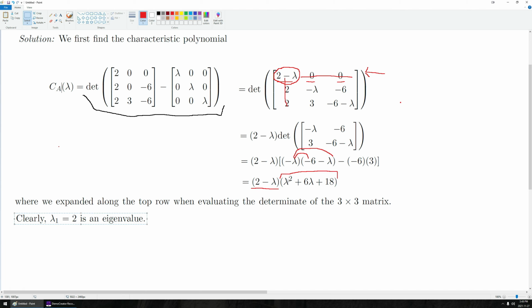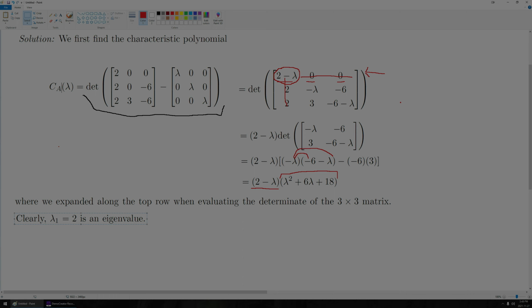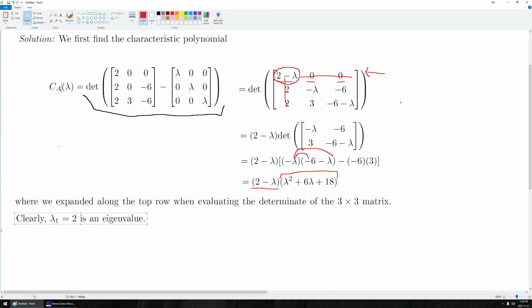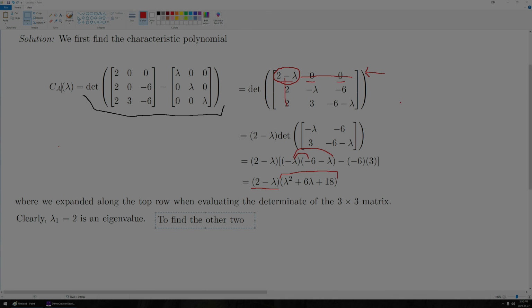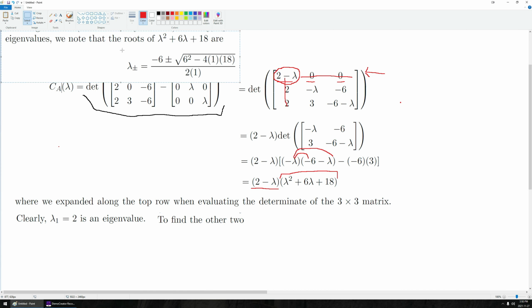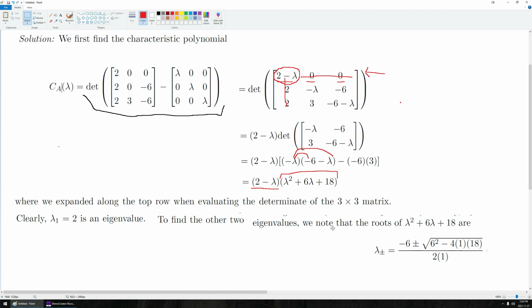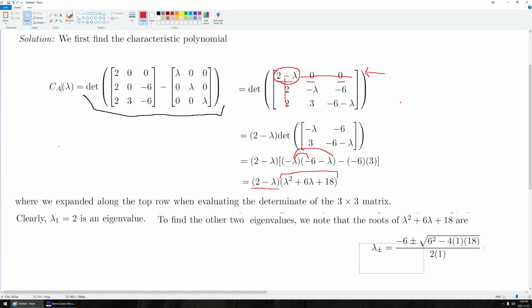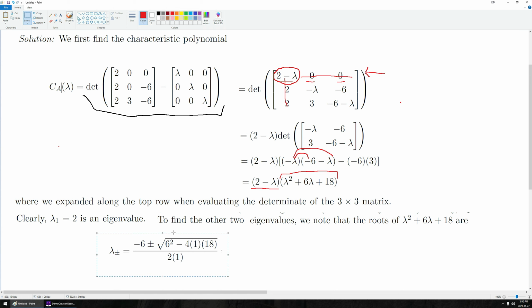Next, I need to solve this quadratic here. Well, lucky for us, we have the handy-dandy quadratic formula. So I could say, to find the other 2 eigenvalues, we simply note that the roots of that polynomial will be equal to what? These are going to come in conjugate pairs of plus or minus, and it's going to simply be the terms given by this quadratic formula here.